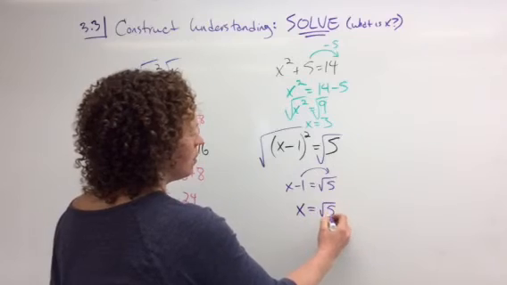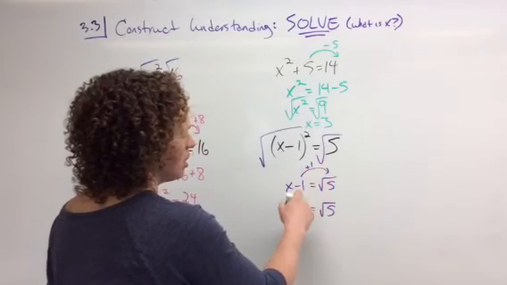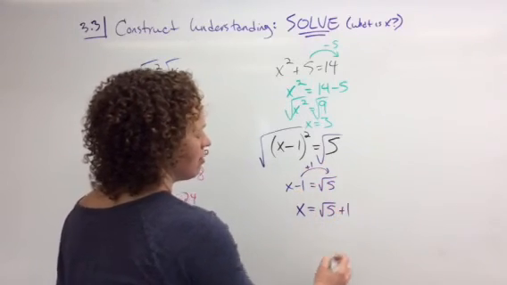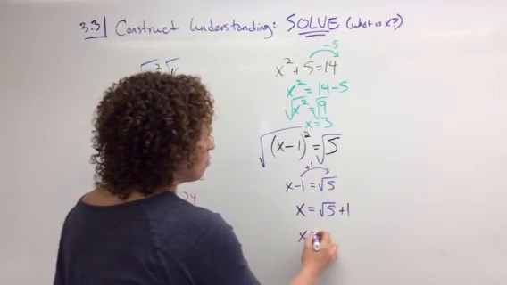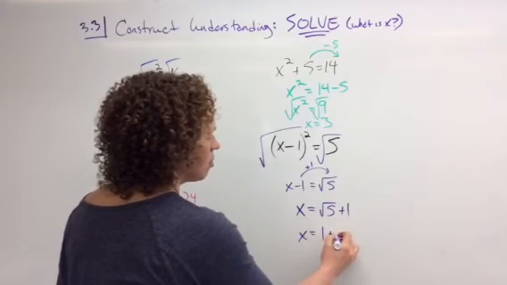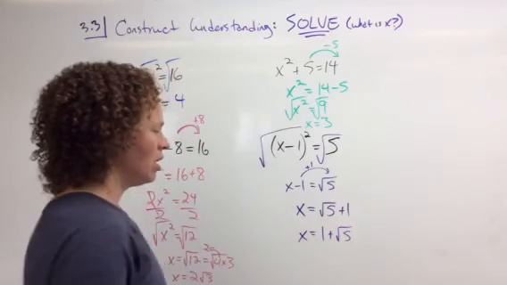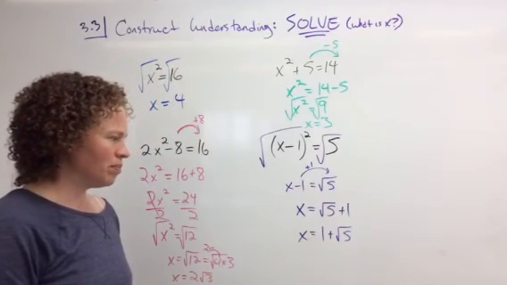Then I have root 5 plus 1, because it's minus here, so root 5 plus 1. Or sometimes your book might decide to write 1 plus root 5. Either way, it's the same value.